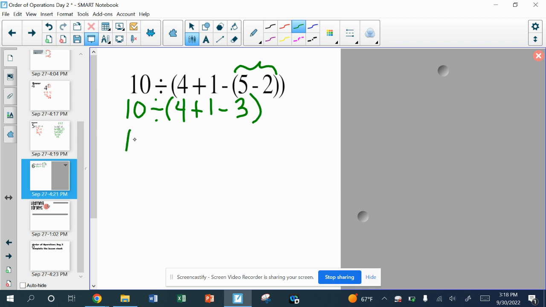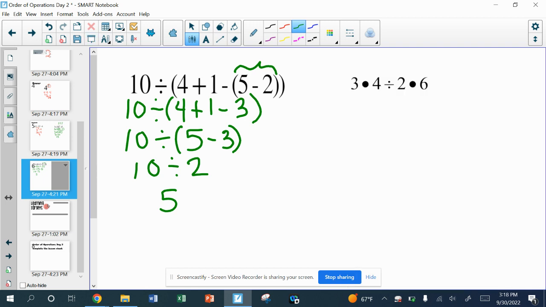And I have to go, since it's all addition and subtraction, left to right. So I'm going to have 10 divided by parenthesis 4 plus 1 would be my next step, which is going to be 5. I still have minus 3. So I'll have 10 divided by. Finally, we can finish up those parentheses. And I don't even need the parentheses anymore. So 5 minus 3 will be 2. Now I can finally take care of my division. 10 divided by 2 will be 5. There's that answer.